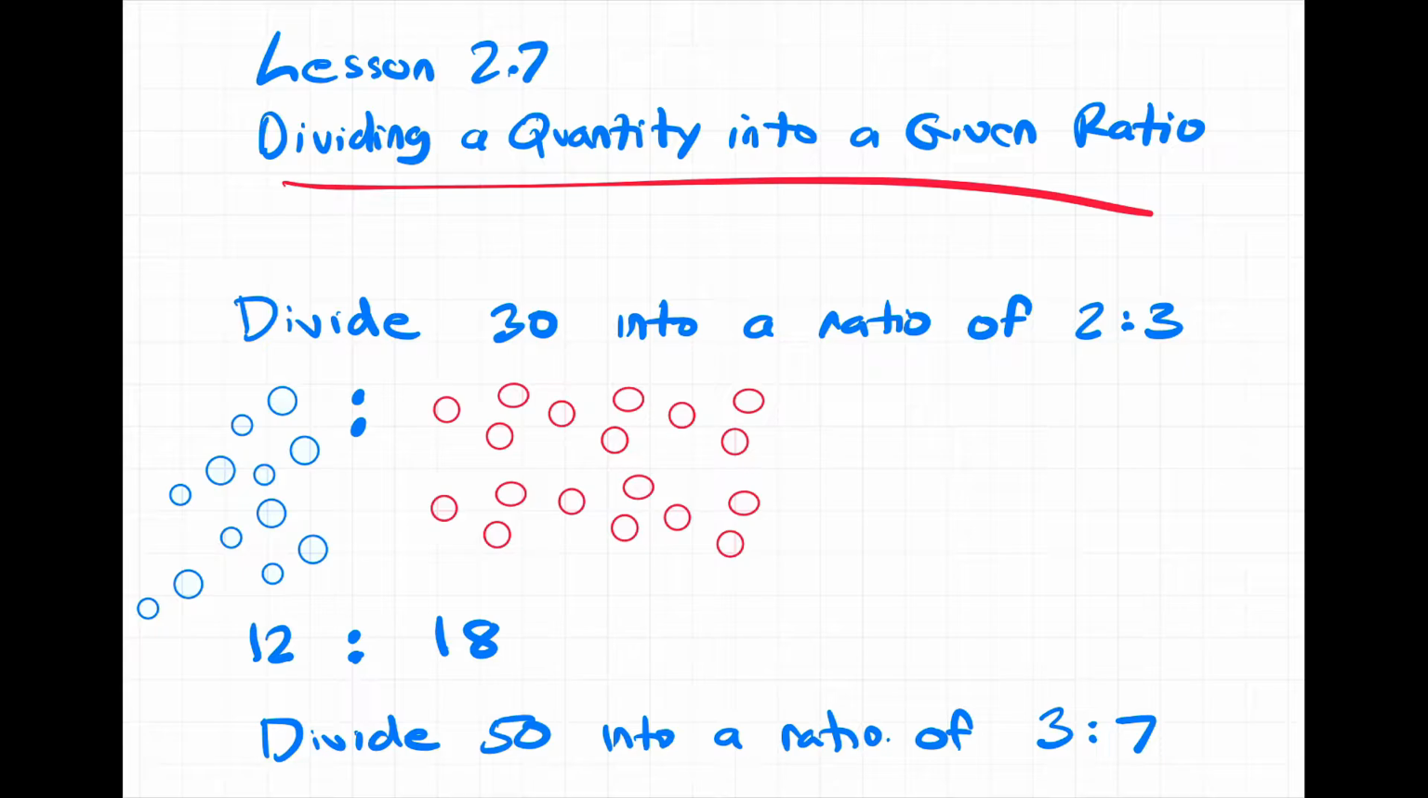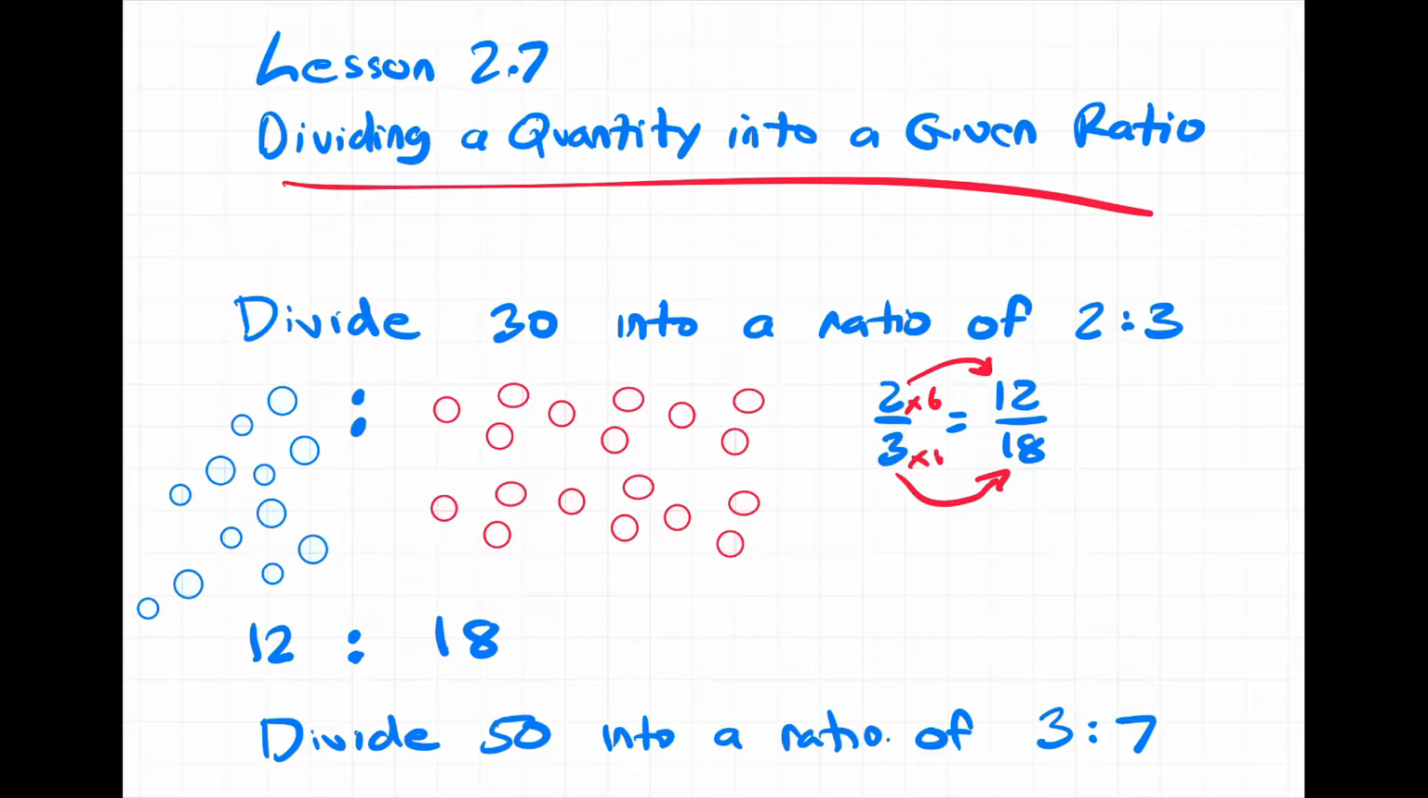Now if we were to take a look at those two ratios in fractional form, we have 2 to 3, and we're saying that equals 12 to 18. Now you can see that to go from 2 to 12 and 3 to 18, I just multiplied both of those by 6. Okay, so how do we get that number, that multiplier that we can use?